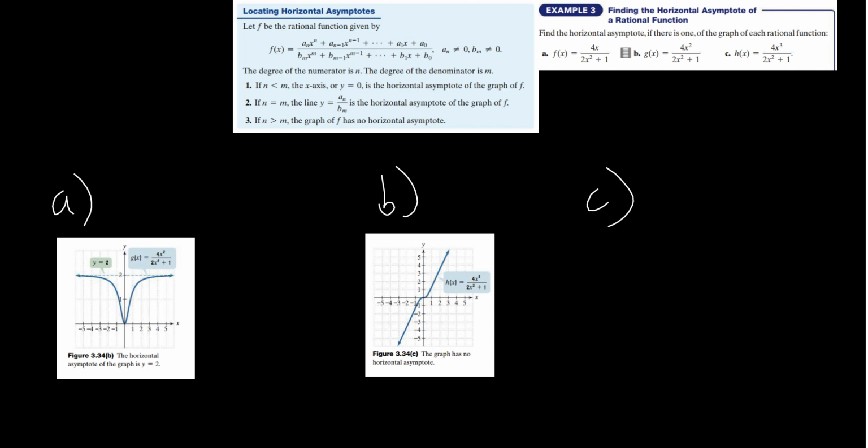Alrighty, so all we're going to do is look at the very first term of each polynomial. Okay, so looking at A, is the degree of the numerator greater than the degree of the denominator? Well, the degree of the numerator is 1, 4x to the first power, and the degree of the denominator is 2, 2x squared. So the degree of the numerator is less than the degree of the denominator.